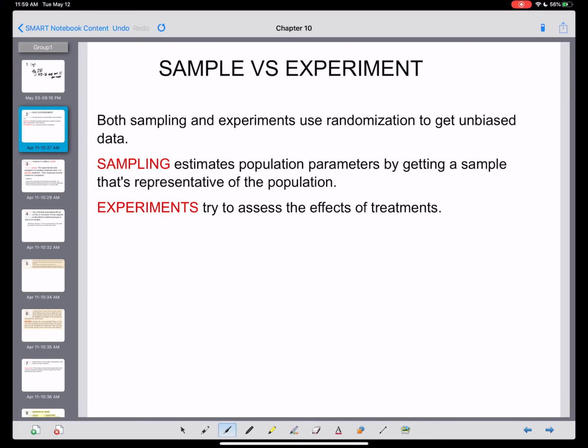So the first thing that we want to talk about is this thing called sample versus experiment. We kind of talked about it. Sampling experiments use randomization. You guys could pause and put all this down. Sampling estimates population parameters, like something about the whole population, by getting a sample that's representative of the population. Experiments try to assess the effects of a treatment. So in an experiment, we're trying to do something. In a sample, we're kind of asking them, seeing what's going on.